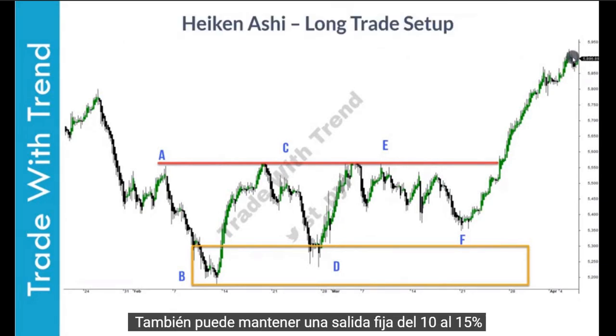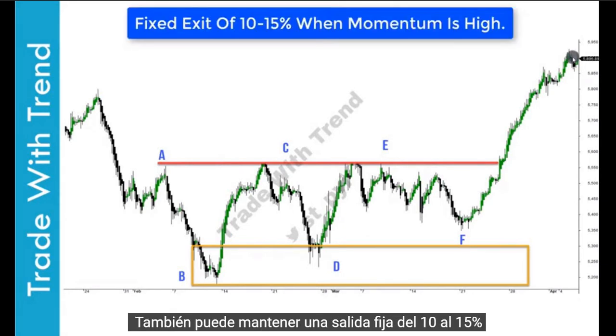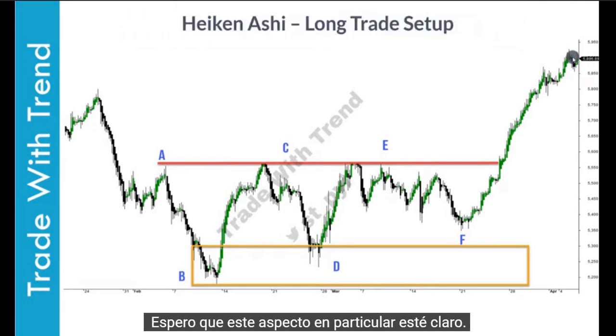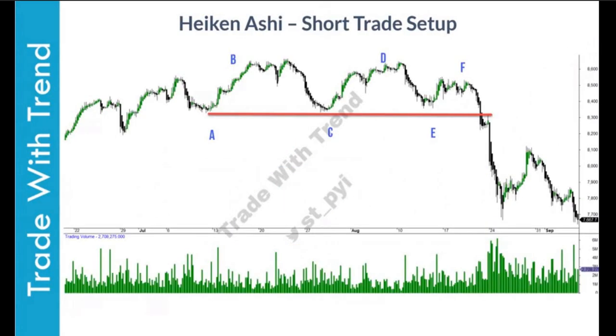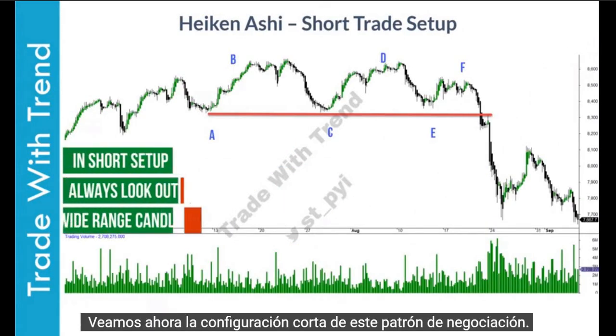You can also keep a fixed exit at 10 to 15% in case you spot a momentum oriented market. I hope this particular aspect is clear. Let us now look at the short setup for this trading pattern.